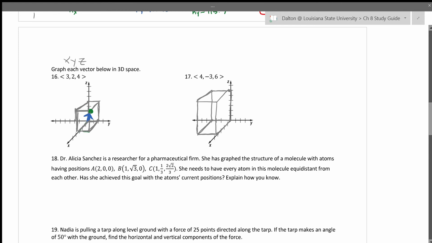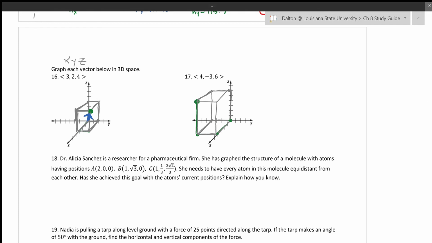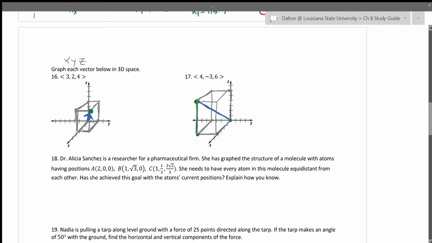If we start at the origin and follow along the prism, starting at the origin here, 4 in the x direction will take us here. From there, 3 in the y direction will take us here. And then from there, 6 in the z direction will take us here. So that final green point is your terminal point, and your answer is going to be the vector from the origin to that point. So in blue, this is going to be your answer. This is the vector represented by 4, -3, 6.